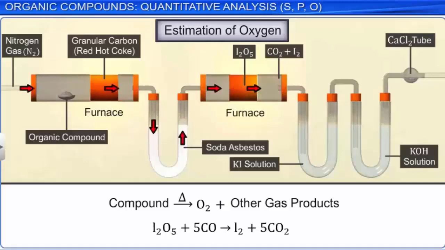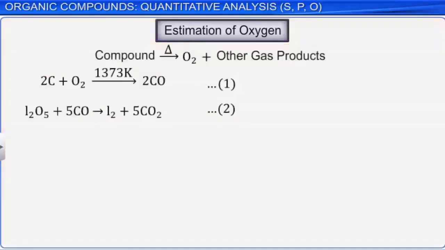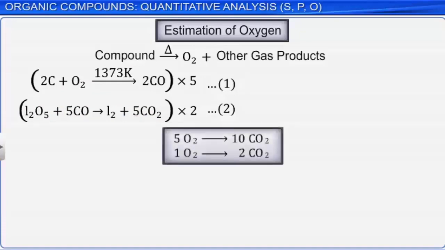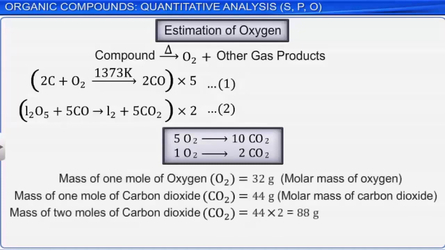To make the amount of carbon monoxide produced in the first equation equal to the amount of carbon monoxide used in the second equation, multiply the first and second equation by 5 and 2 respectively. It is clearly evident from the equation that 1 mole of oxygen liberated from the compound produces 2 moles of carbon dioxide. Thus, 88 grams of carbon dioxide is obtained if 32 grams of oxygen is liberated.